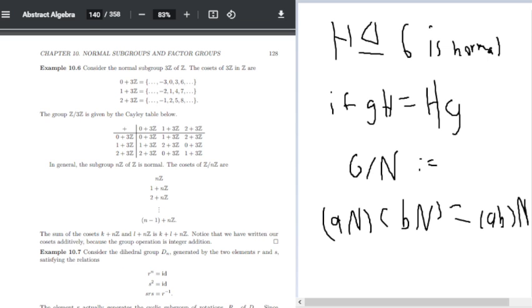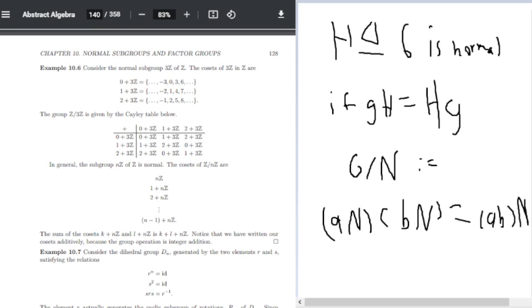Example 10.6. Consider the normal subgroup 3Z of Z. The cosets of 3Z are 0 plus 3Z equals {0, 3, negative 3, and so on}, 1 plus 3Z equals {1, negative 2, 4, and so on}, and 2 plus 3Z equals {2, 5, negative 1, 8, and so on}. The group Z/3Z is given by the Cayley table below. So, for example, I'm just going to be talking about the representatives. 0 plus 0 is equal to 0, 0 plus 1 is equal to 1, 0 plus 2 is equal to 2, 1 plus 1 is equal to 2, 1 plus 2 is equal to 0, 2 plus 1 is equal to 0, 2 plus 2 equals 1.